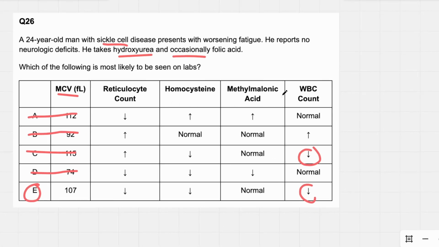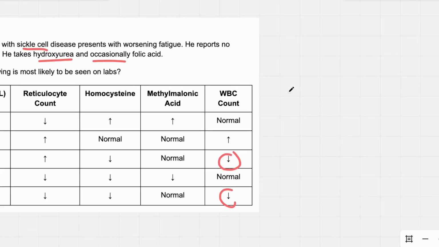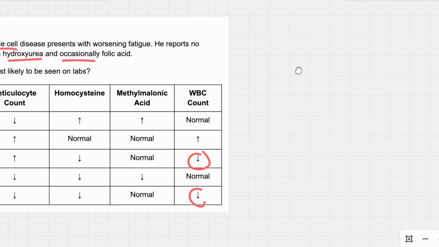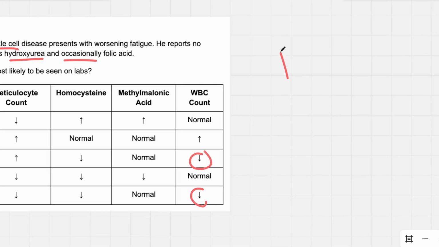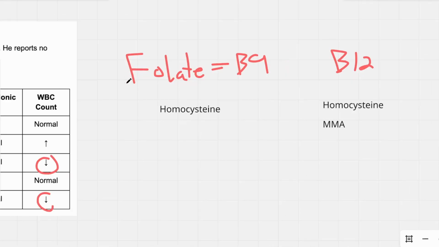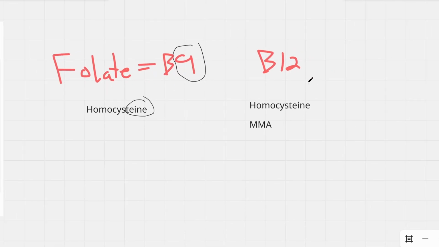Let's talk about homocysteine and methylmalonic acid though before we end the video. This is kind of memorization. I mean, it's just biochem. Biochem tends to be memorization heavy. I've got a fun way to remember it though. We've got folate and B12. This is how I remember it. Folate is B9. B9 like homocysteine. That's how I think of it. B9, homocysteine. B12 has a number 2 in it. So that's 1, 2, homocysteine and MMA. I know, super dumb. It works for me.